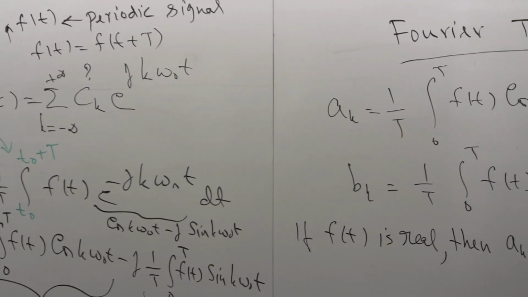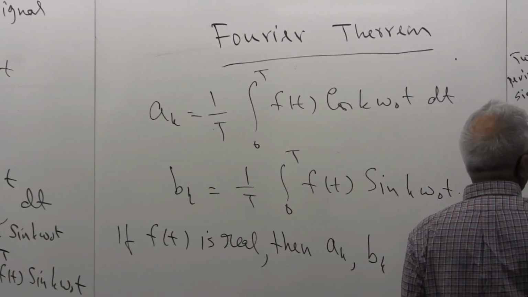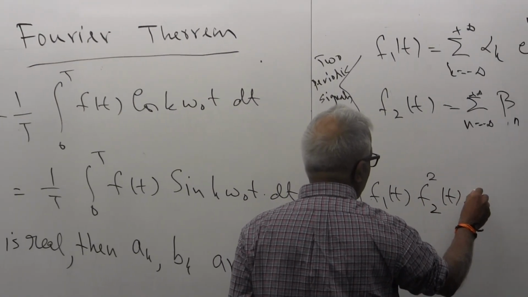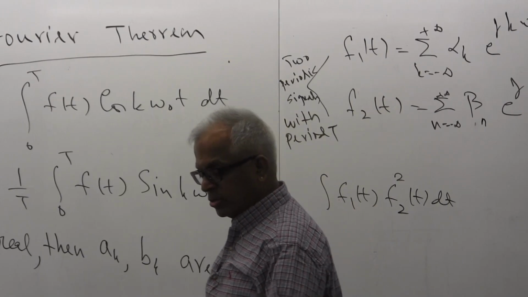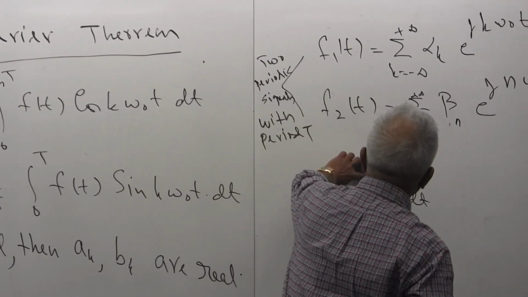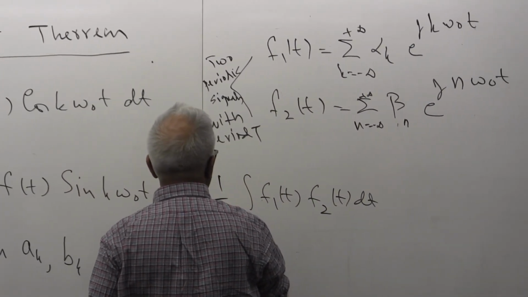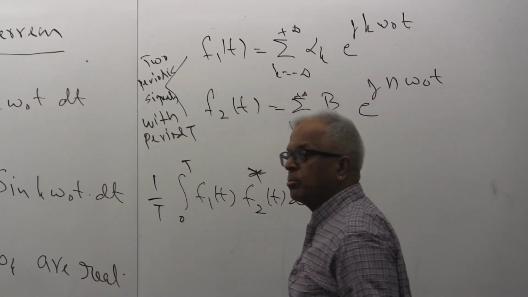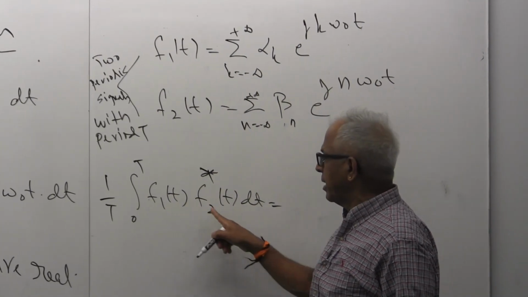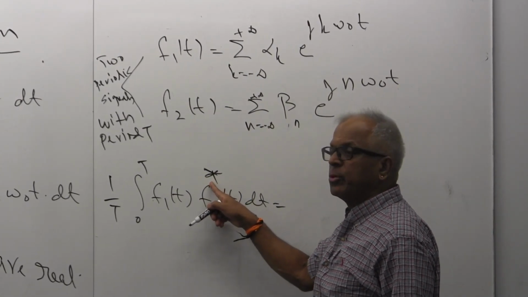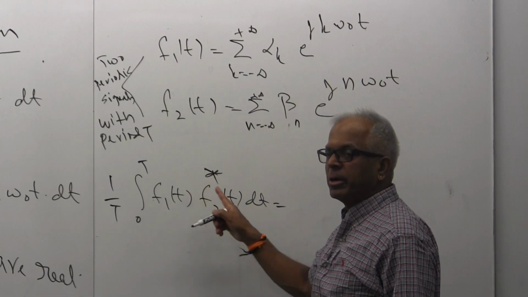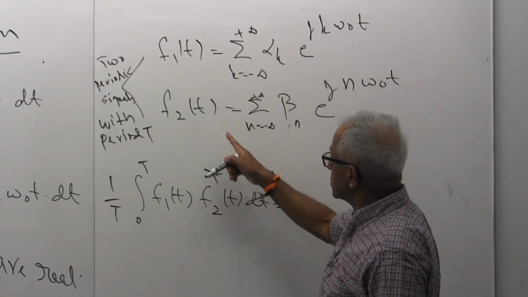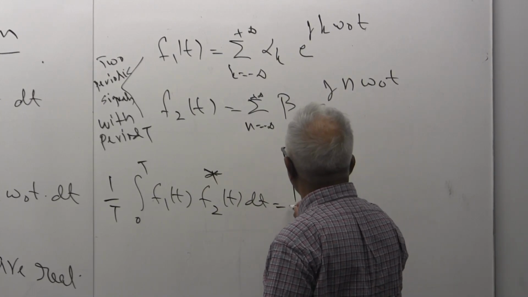So let's look at this inner product. Before you write, look at what I'm doing. I'm multiplying f1 and f2, except f2 I take the complex conjugate. Why am I doing all this? You will see in a minute. So I'm going to substitute these two expressions and do the integration.